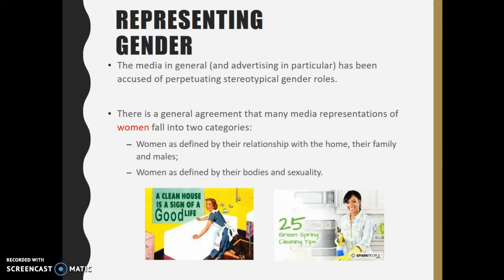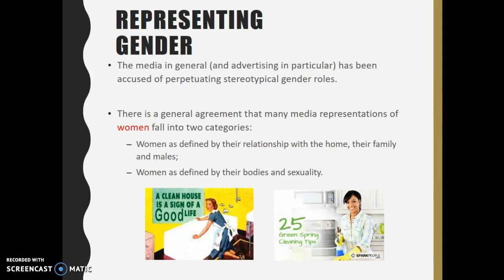So the media in general and advertising in particular has been accused of perpetuating stereotypical gender roles. There is a general agreement that many media representations of women fall into two categories: women as defined by their relationship with the home, their family and males, and women as defined by their bodies and sexuality. Back in the 50s, women were always seen in the kitchen, cleaning the house, looking after their family and their man.